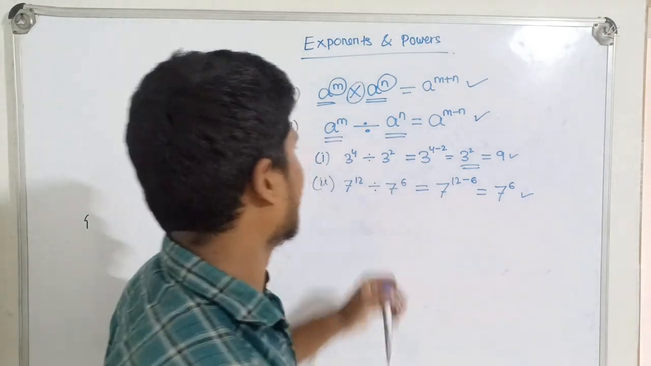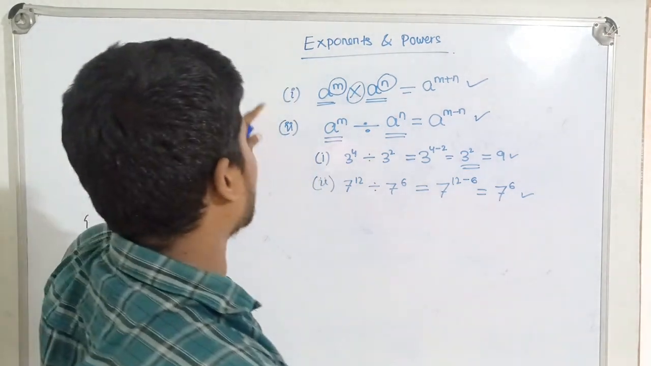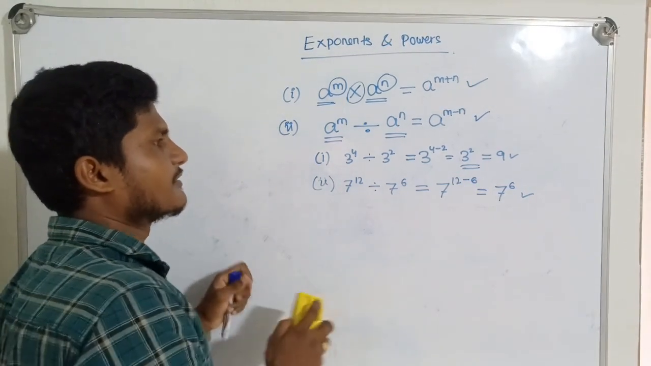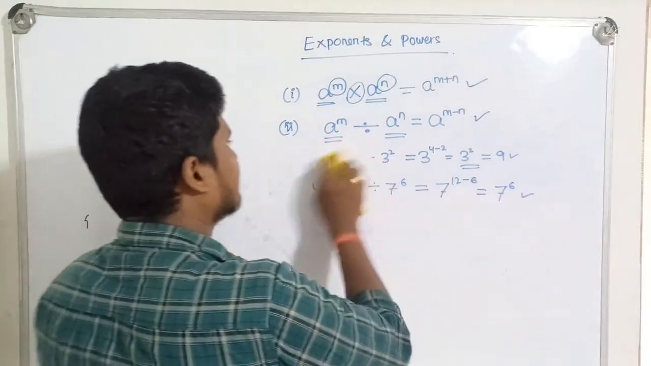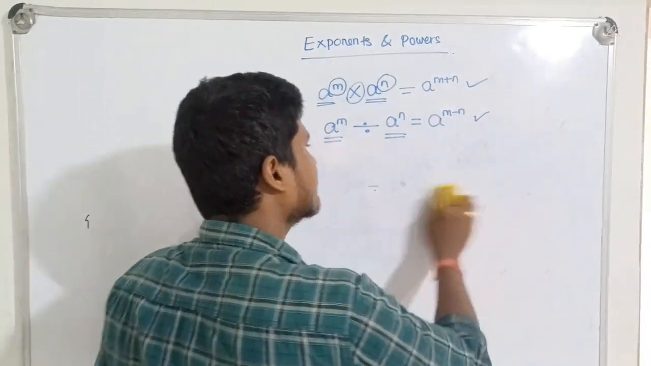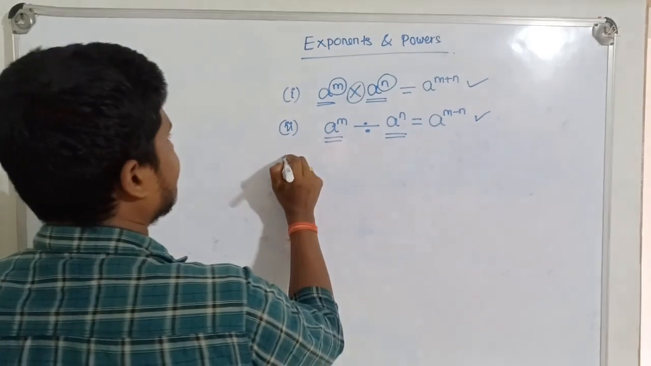So we can move to another example. We have cleared the first and second type of formula. Now we are going to the third formula. This is also a basic third type formula. Look at this.